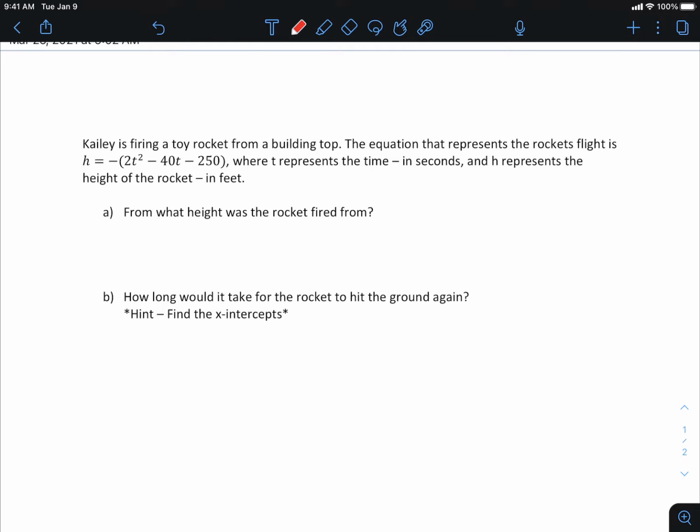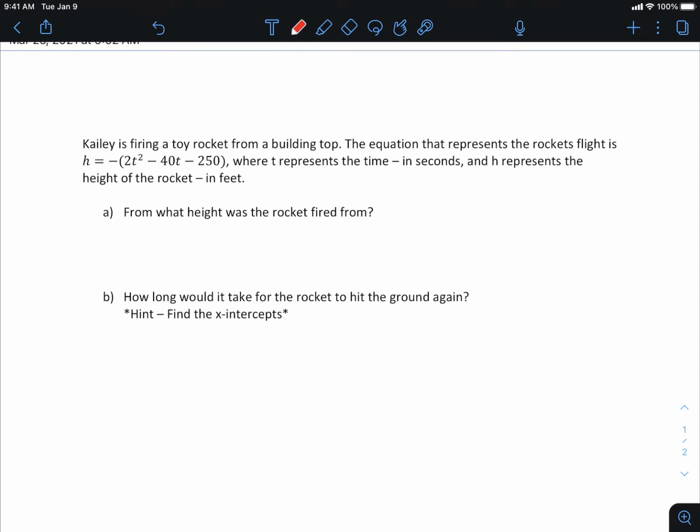So here's what we got, okay? Kaylee is firing a toy rocket from a building top, okay? The equation that represents the rocket's flight is h equals this, where t represents the time in seconds and h represents the height of the rocket in feet, okay?